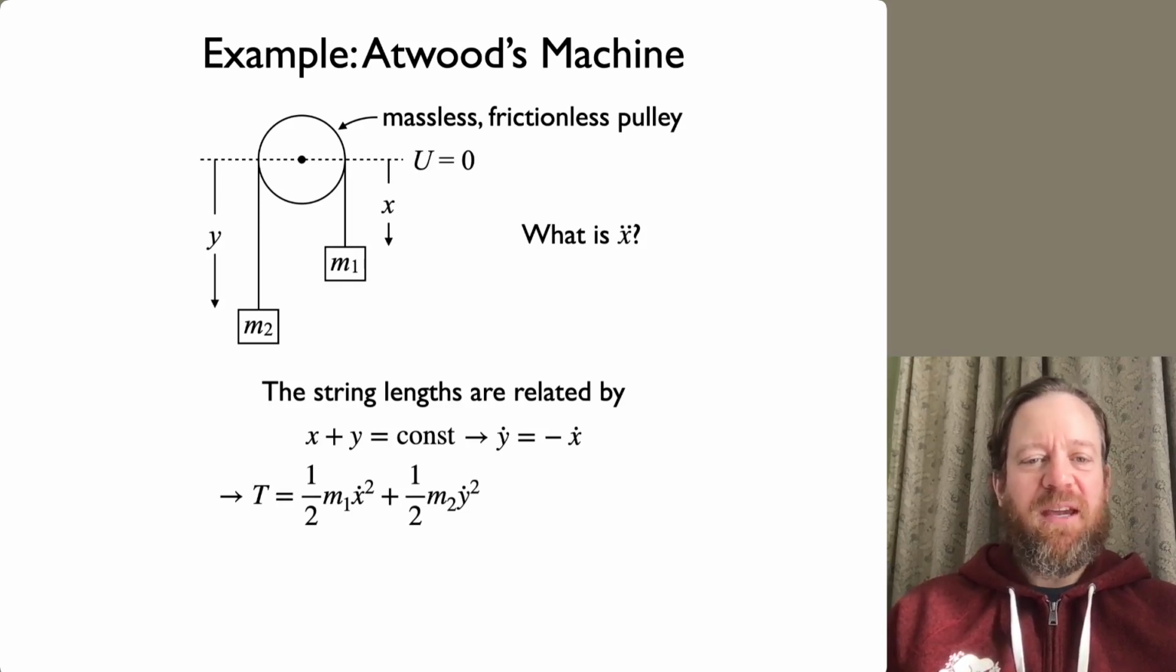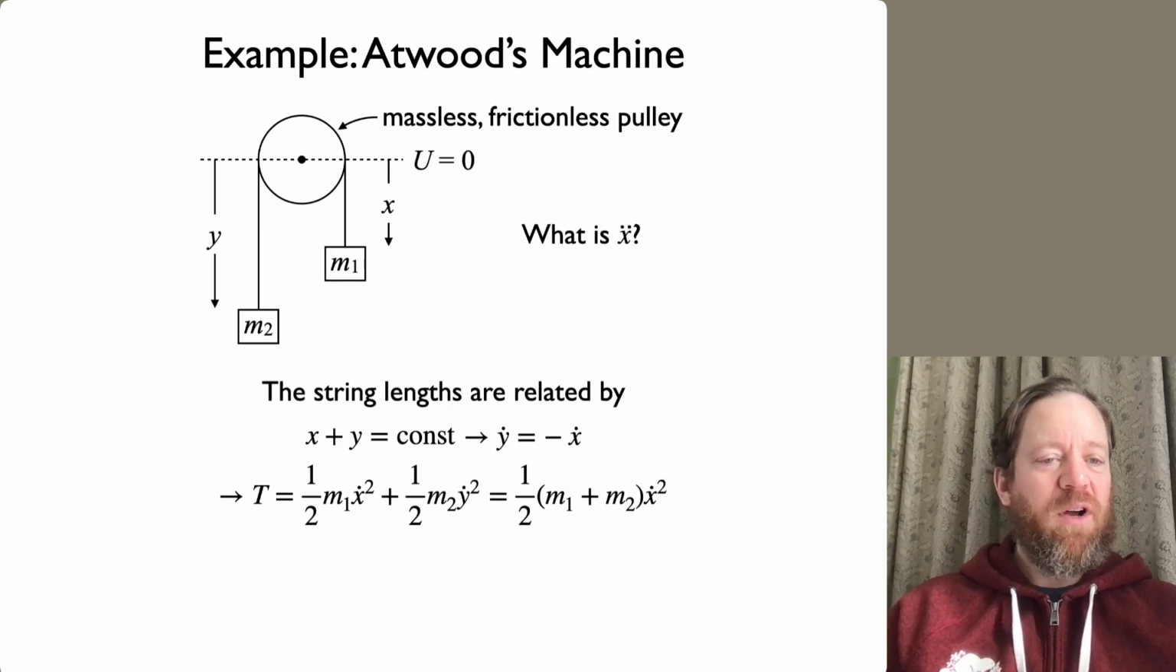It will have T being 1/2 mv squared for each of the two different masses, with, of course, their respective speeds. So T is going to be 1/2 m1 times x dot squared, plus 1/2 m2 times y dot squared. We're going to immediately eliminate that y dot using the equation just above it. y dot is equal to negative x dot. Of course, when we square that, the negative sign goes away, and so we're left with a total kinetic energy of 1/2 (m1 plus m2) times x dot squared. That's it for the kinetic energy.